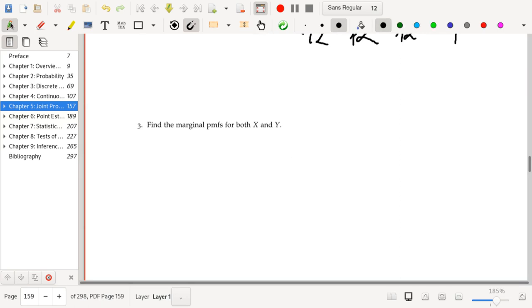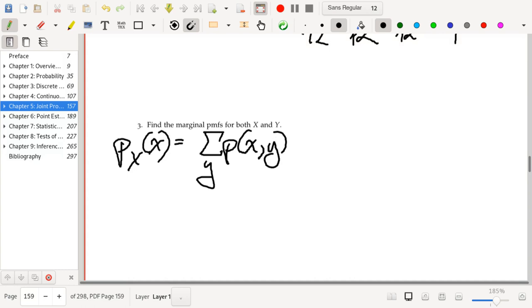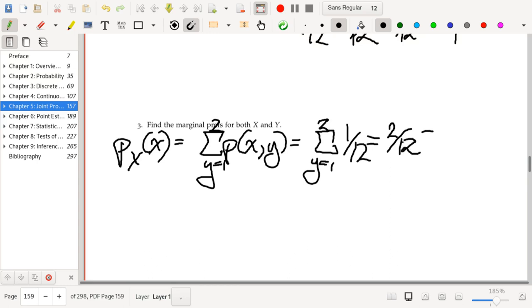All right, find the marginal probability mass functions for both x and y. Okay, the marginal probability mass function. So let's find it first for x. This is going to be the sum over possible values of y of p(x, y), which is the sum from y equals 1 to 2 of 1/12, which is 2/12, which is 1/6, assuming that x is an integer between 1 and 6. That makes sense because we're talking about a die roll.